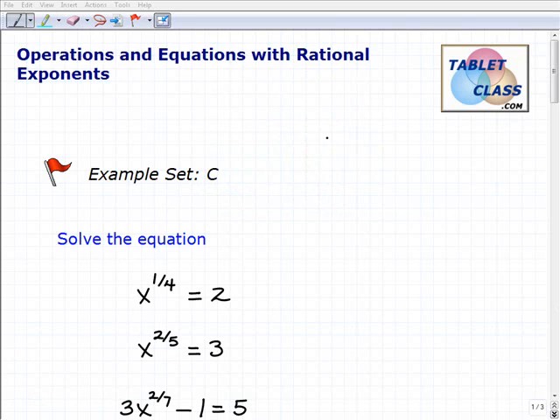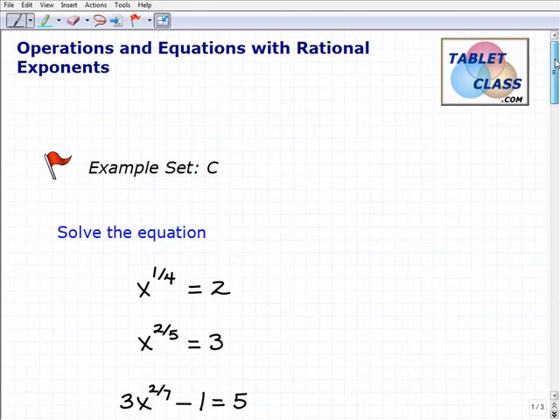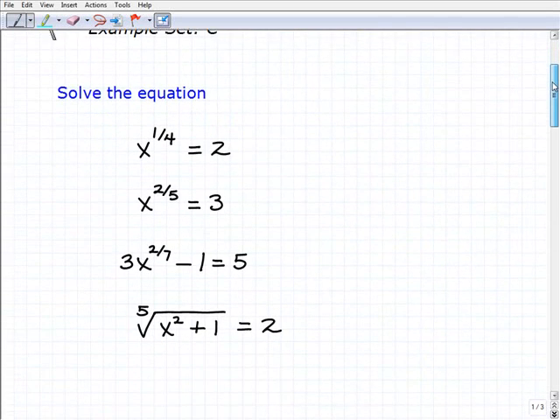Hello, welcome to the video on operations and equations with rational exponents. This is our third example set video, example set C. And what we're going to be doing here is solving these equations.